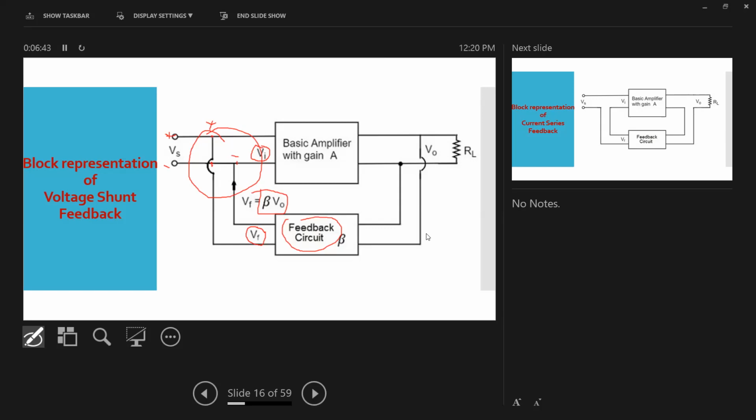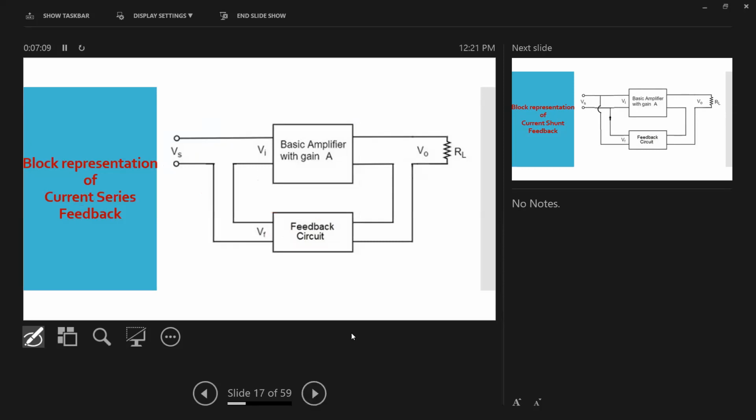Anyway, first we discussed voltage shunt feedback, in which we take the voltage from the output side as feedback, and that feedback voltage is connected on the input side in parallel to your supply voltage. If it is voltage series feedback, then your feedback voltage will be connected in series. If it is shunt, then it will be connected in parallel. Now let's see another type of feedback connection, that is the current series feedback amplifier.